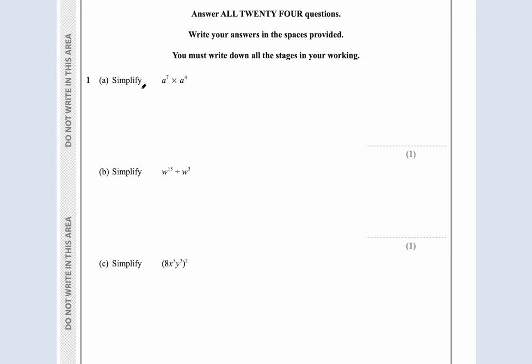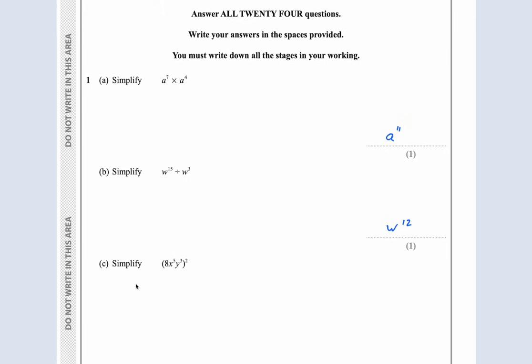Okay, simplify this. So easy start guys, add the powers, we get a to the power of 11. 7 plus 4 is 11. Here, subtract the powers. w to the power of 12. This one, slightly more tricky.